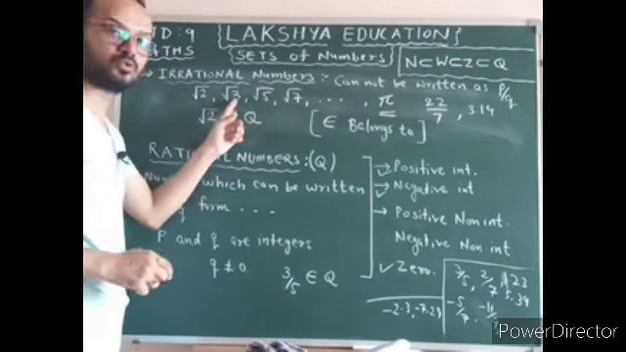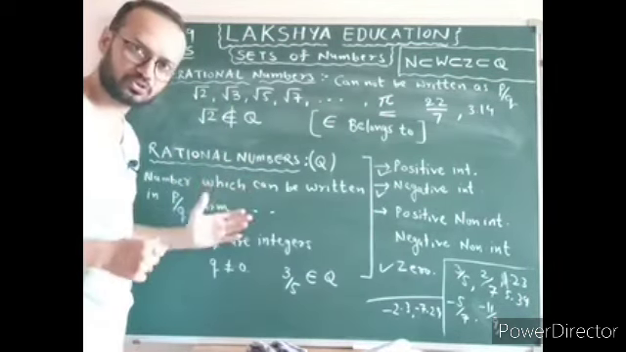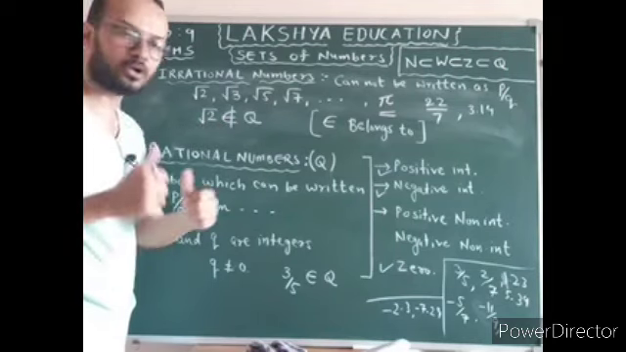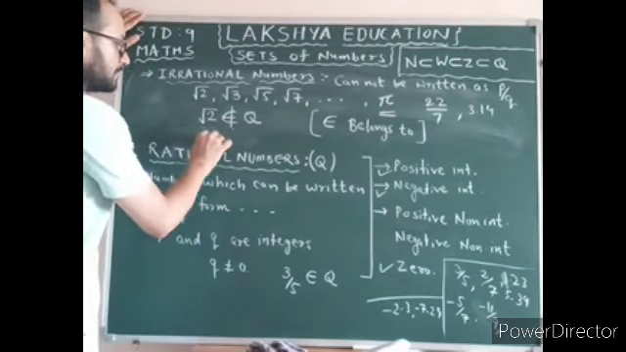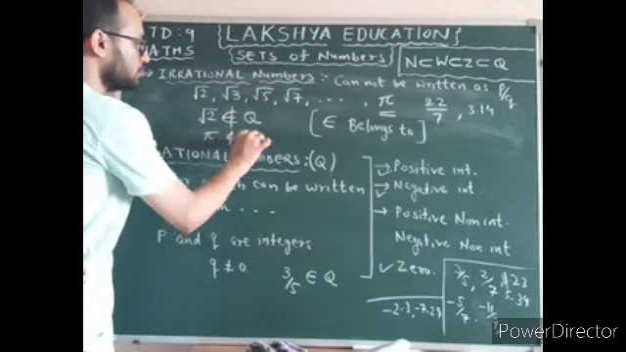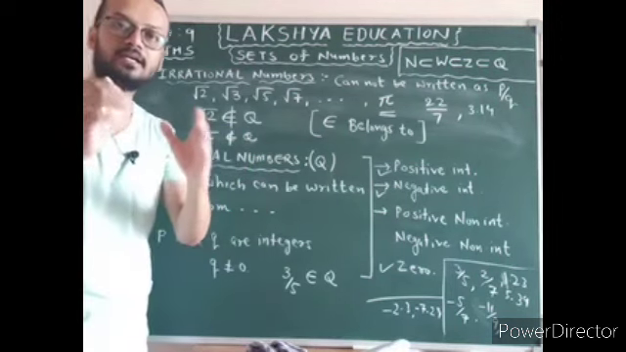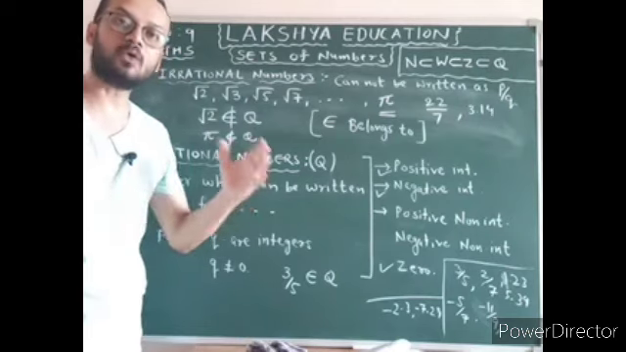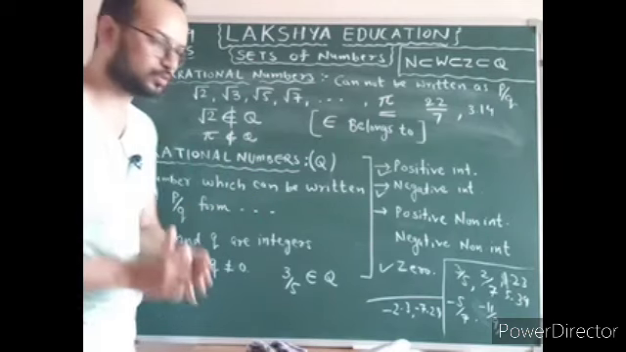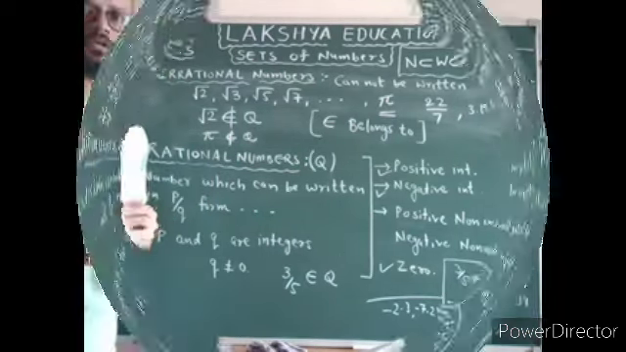Similarly, I will write root 3 does not belong to Q. Root 5 does not belong to Q. As well as I can write pi does not belong to Q. So these numbers are not in Q. They are called irrational numbers. So this is about irrational numbers which are not included in the set Q.